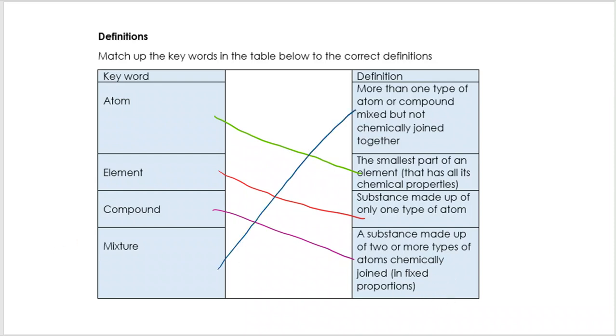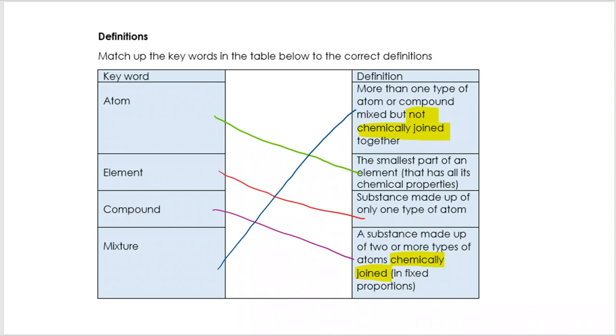If we look at mixture, however, it's more than one type of atom or compound mixed but not chemically joined together. The fundamental difference that lies between something being a mixture and something being a compound is that in a compound, they are chemically joined. In a mixture, they are not chemically joined.